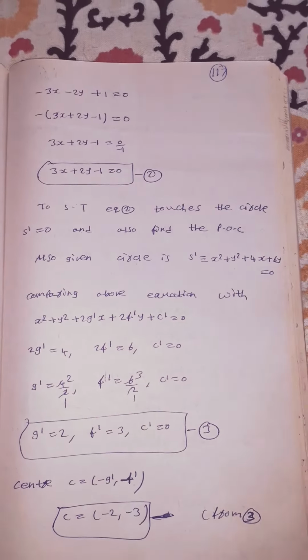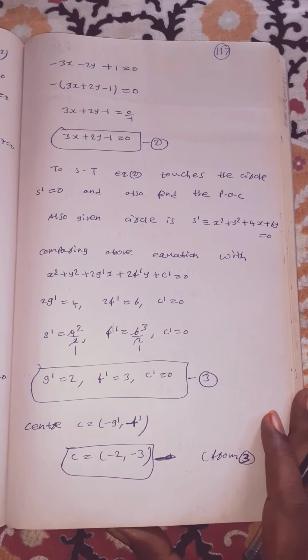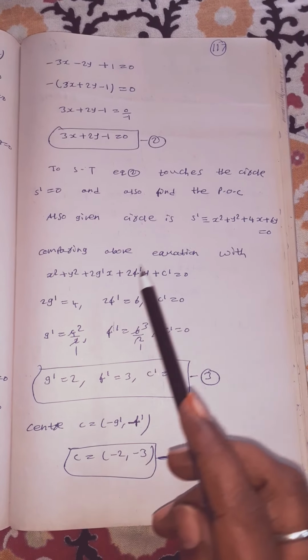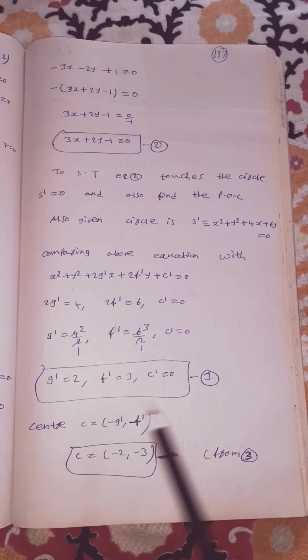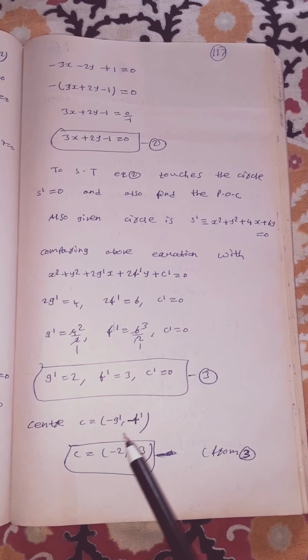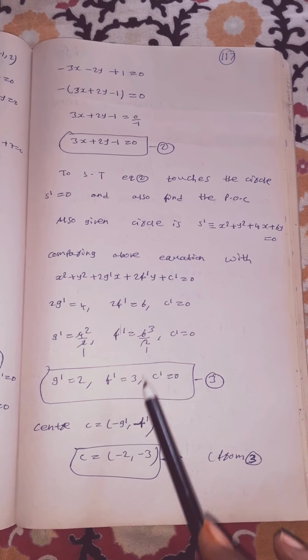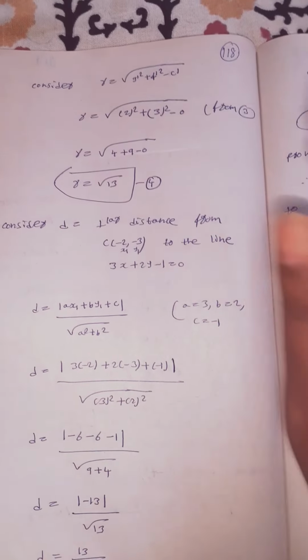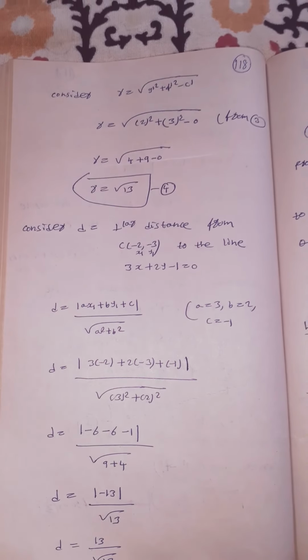Next, to show that equation 2 touches the circle s dash equal to 0 and find point of contact. So touching condition means r is equal to d. So this is the second circle, children. Again compare. So while comparing, you take g dash, f dash, c dash. So you will get g dash, f dash, c dash, children. So center formula is minus g dash comma minus f dash, means positive will become negative. Center is -2 comma -3. Next radius, children. Second circle now, that's why under root g dash square plus f dash square minus c dash. Substitute the values, you will get radius is root 13.